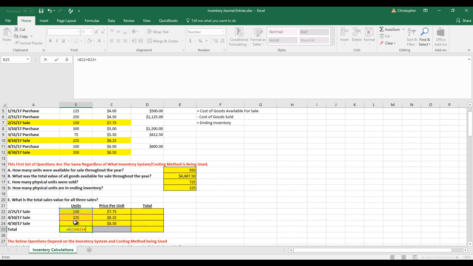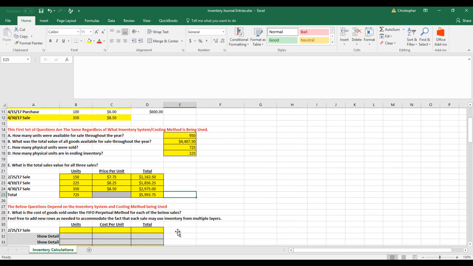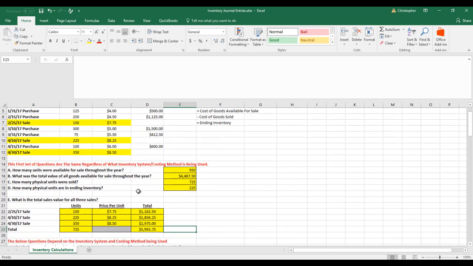So we can add up the number of units. And again, we're going to have to multiply the number of units by the sales price. Just drag that formula down to all three layers. And then we'll do a sum of those three layers. So $5,993.75, a little bit short of $6,000. So we can answer all of those questions before we even start in FIFO, LIFO, or weighted average. What that tells you is these are going to be the same under those methods.